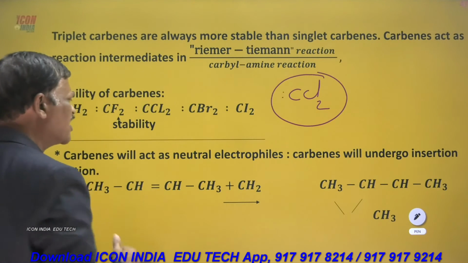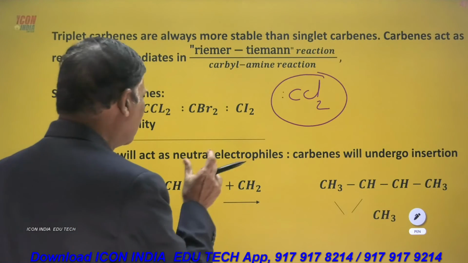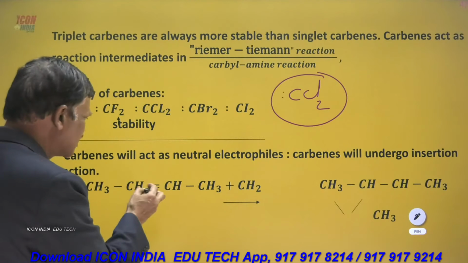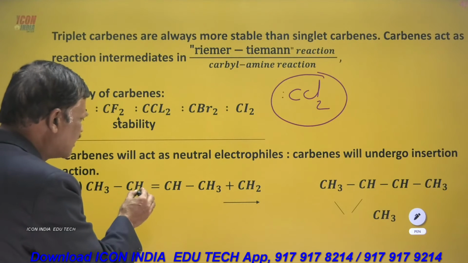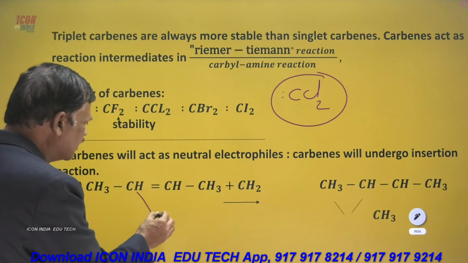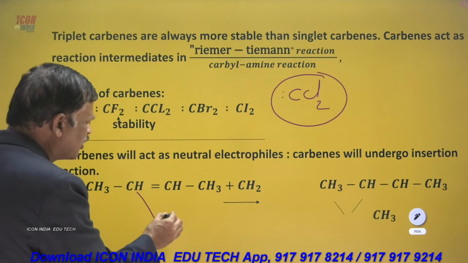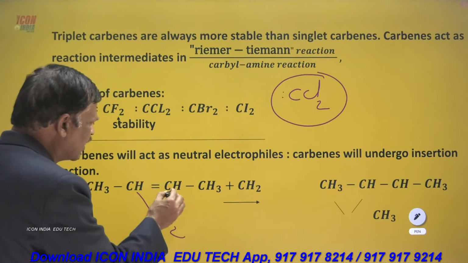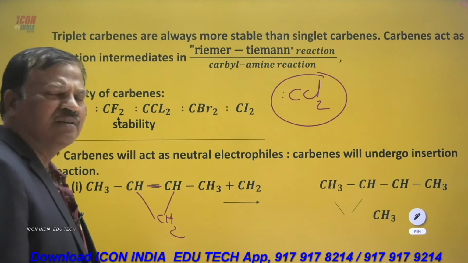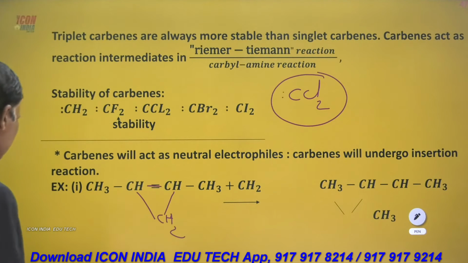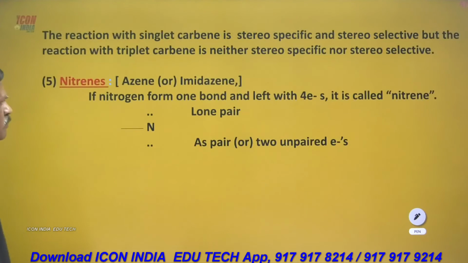They will undergo insertion reactions. That carbene can be inserted like this. Wherever a double bond is there, you can insert that carbene like this. For example, methylene you are inserting. Your double bond becomes a single bond. Thus carbenes will undergo insertion reactions.